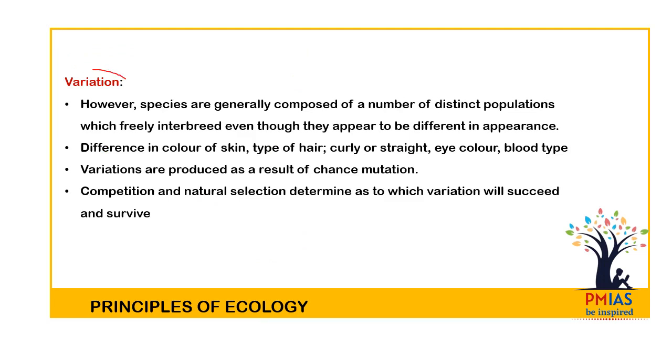Next thing is the variation. So again, however, the species can be of n number of distinct populations. They can freely interbreed, they can do whatever they want. And another thing, see here you can see the common differences in color, skin type, etc. That is one simple example. You can see the Nigerians, how they are. That is Nigerians, West Indies, Caribbeans, etc. And another thing, let us see in Asia, that is Chinese, Japanese, North Koreans and South Koreans.